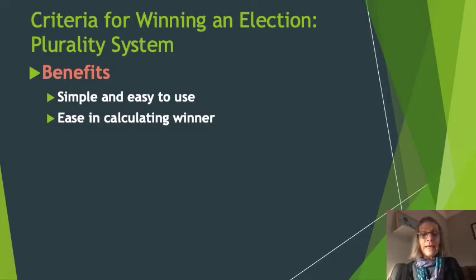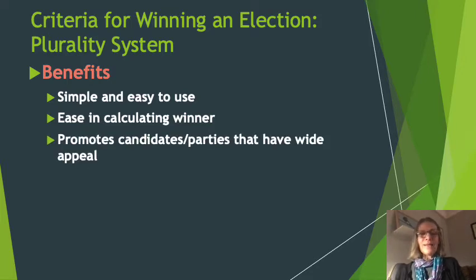And ease in calculating the winner can reduce the costs associated with administering elections. Elections are expensive to administer because you have to hire people to do all the vote tallying. And so there's an ease to it. It also promotes candidates and parties that have a wide appeal.